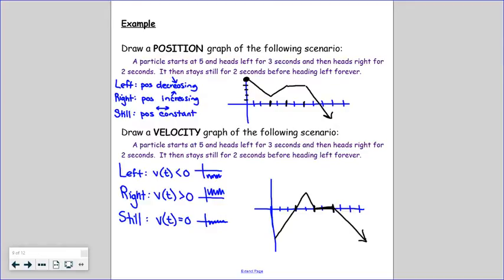Okay, so I did those completely unrelated. I did not draw one based off of the other. I just used the same situation to draw a graph based off of position, based off of velocity. Any questions for me on that?